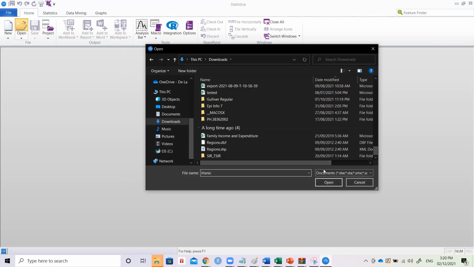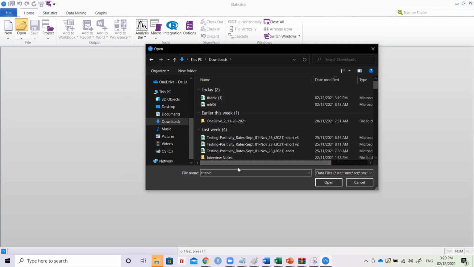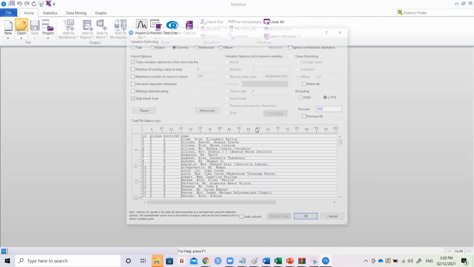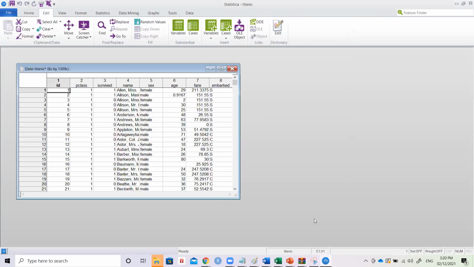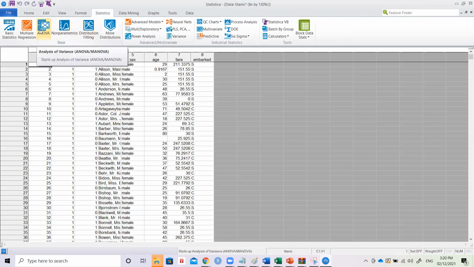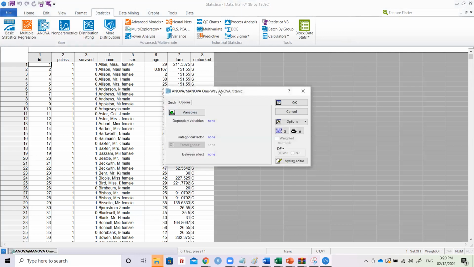Titanic. CSV. Titanic. Open. Delimited. Take variable names from the first row of the file. Yeah. So we have this. Let's do both. First, the ANOVA. So saan siya nakalagay? Statistics, ANOVA, yan. May section talaga siya. One-way ANOVA lang. This is the only thing we're gonna use.